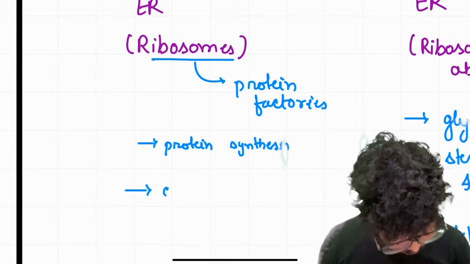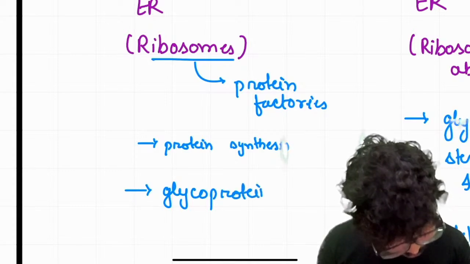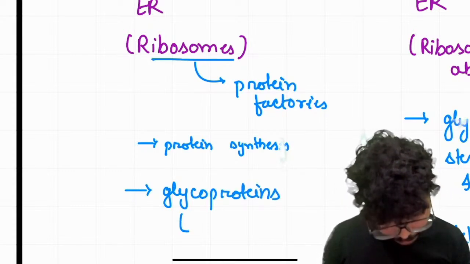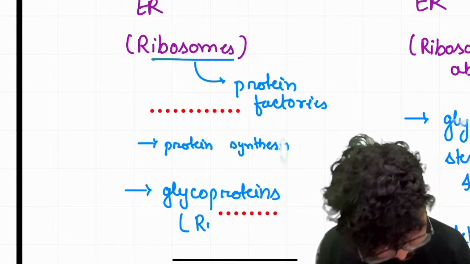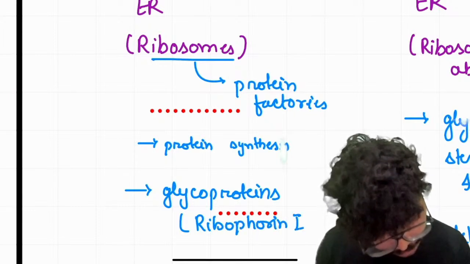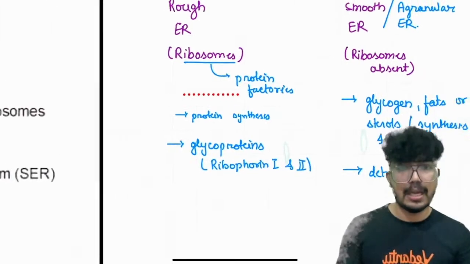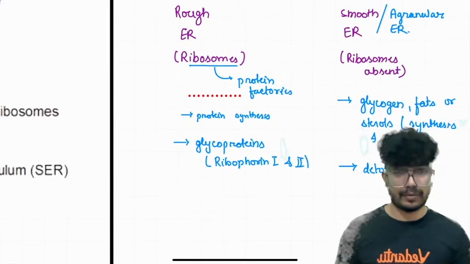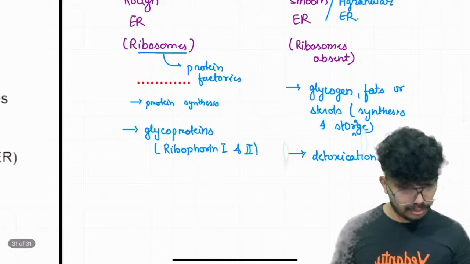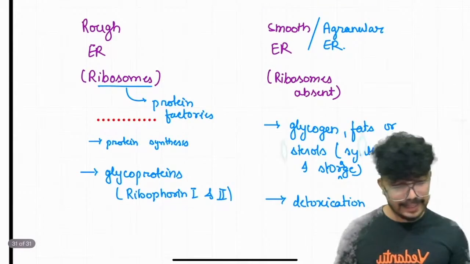RER contains two types of glycoproteins. They are known as riboforin 1 and riboforin 2. That helps the ribosome attach to the surface of the ER. Okay, so we are done with RER and SER.